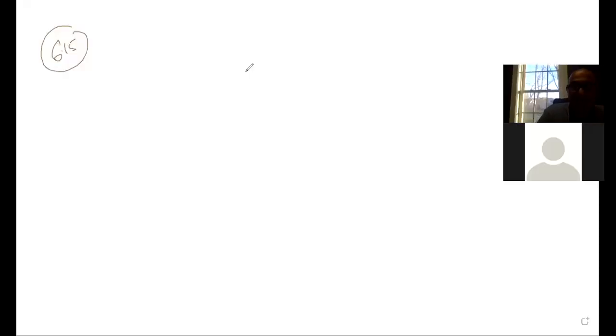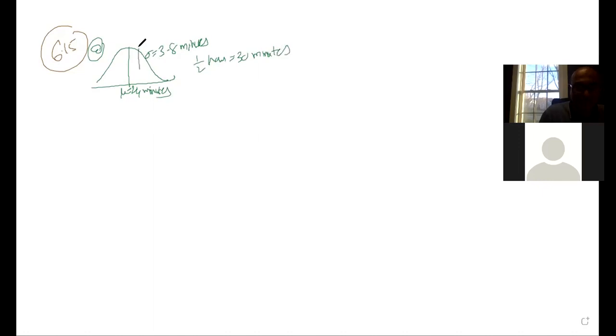The last one, 6.15. The first one says that Z is equal to, A part. What is the probability that a trip will take at least half hour? So first of all, my normal distribution, my nu is equal to 24 minutes, and my standard deviation is equal to 3.8 minutes. Half hour means 30 minutes. 30 minutes means right of this one. So this is 30. We are looking for this one.